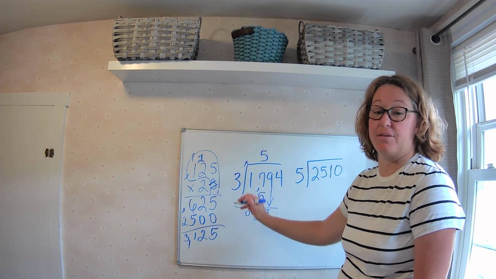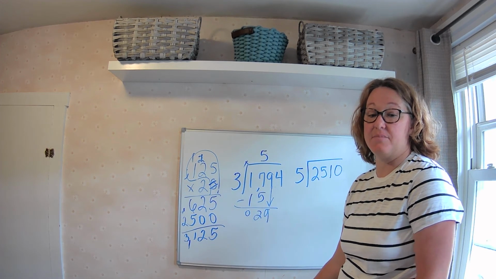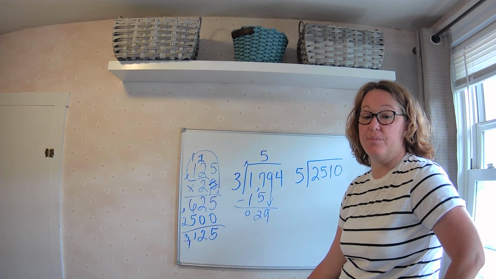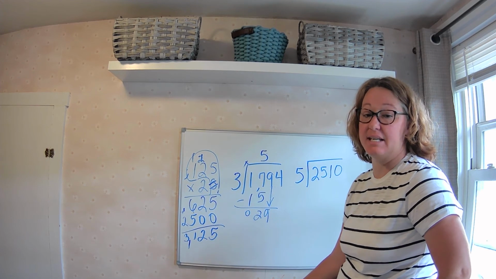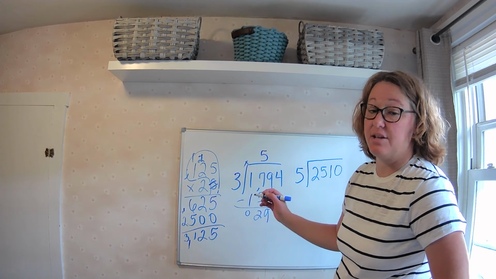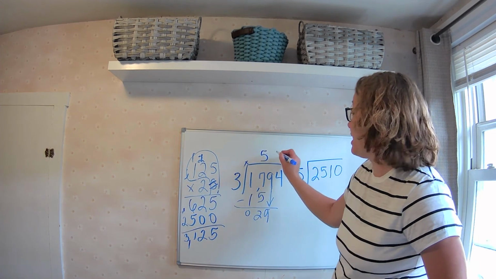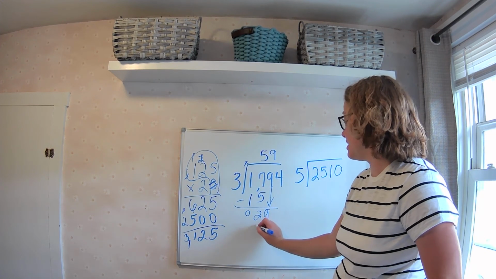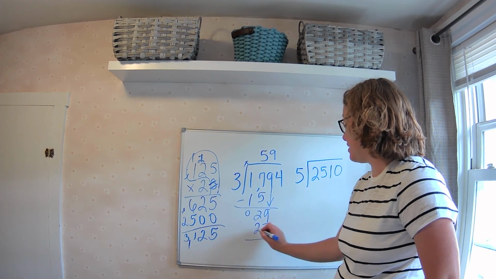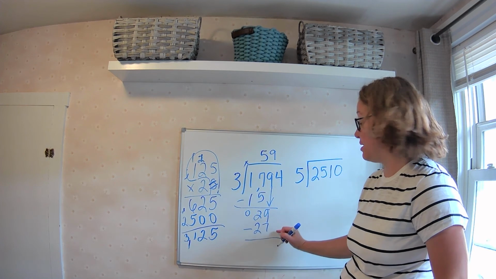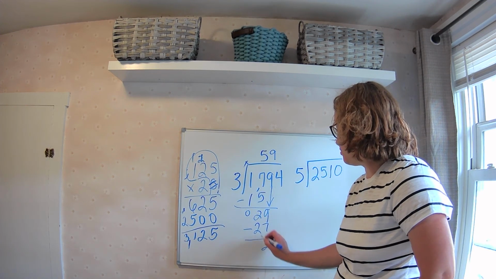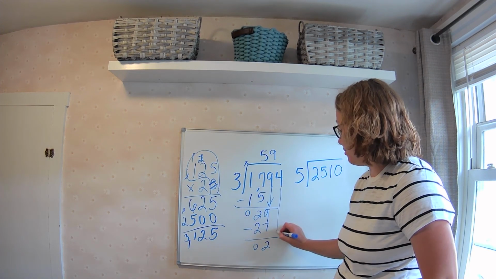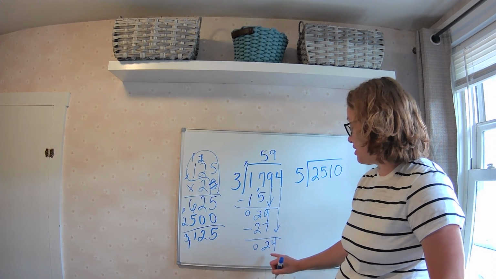Now I start again. 29 divided by 3. 3 times 7 is 21. 3 times 9 is 27. 3 times 10 is 30. So let's go back to 9. 3 times 9 is 27. Put 27. Now I'm going to subtract again. 9 minus 7 is 2. 2 minus 2 is 0. I bring down. I start again.